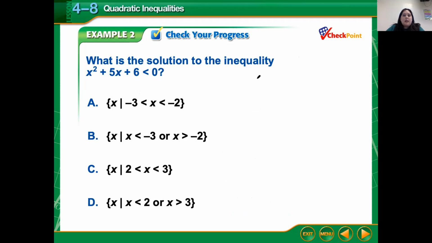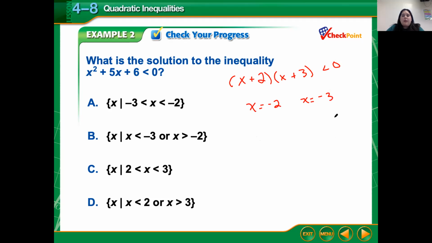All right, so taking a look here, we are going to go ahead and factor, and we get x plus 2 and x plus 3 when we factor. And we want these to be less than 0, so we're going to use the zero product property, set them equal to zero, and we get x equals -2 and x equals -3.